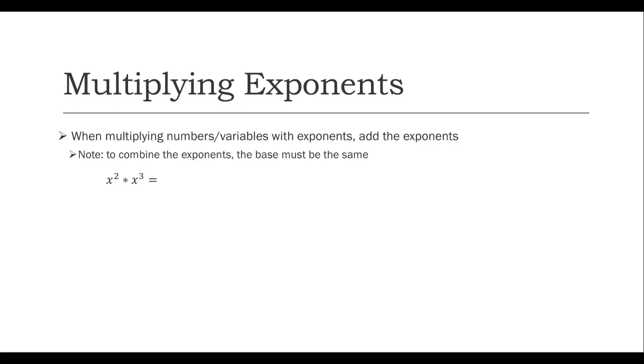So here for this first one, we have x squared times x cubed. So the base for both of them is x. So we'll keep the base, and then we'll add the exponents. So 2 plus 3 is 5. So x squared times x cubed equals x to the 5th.